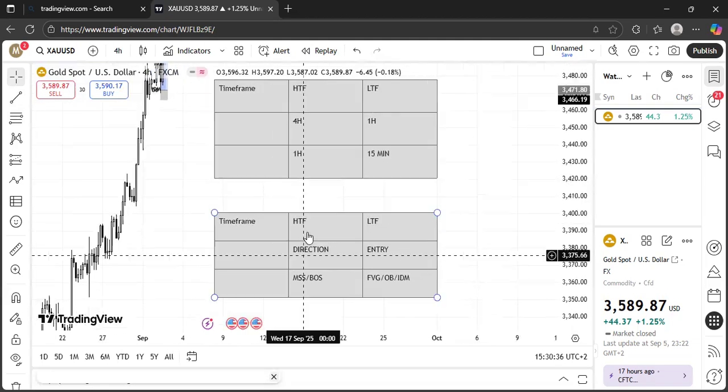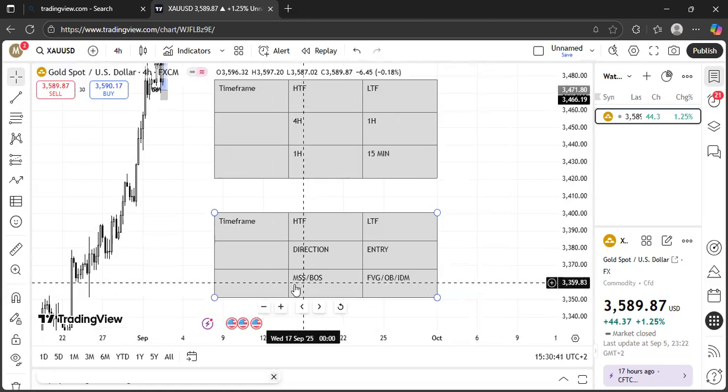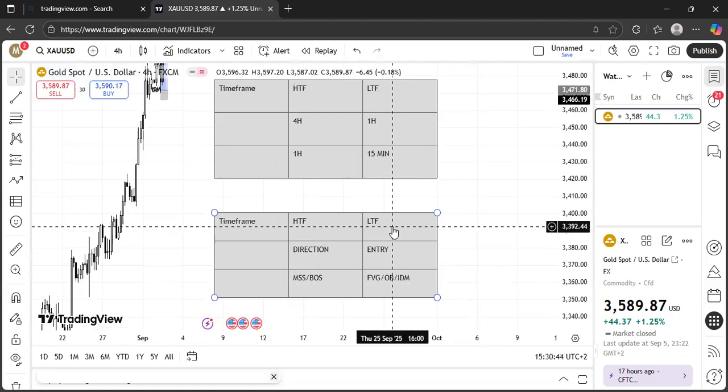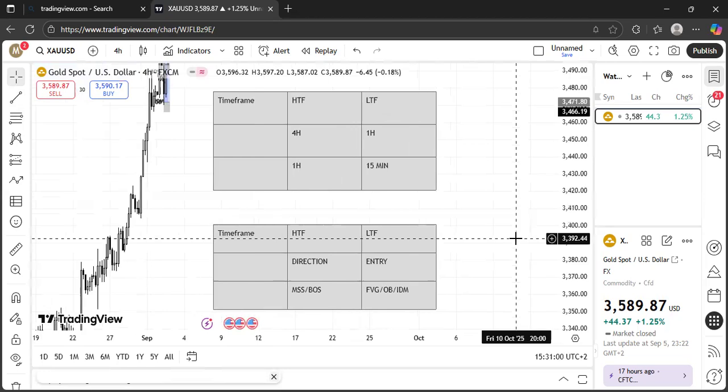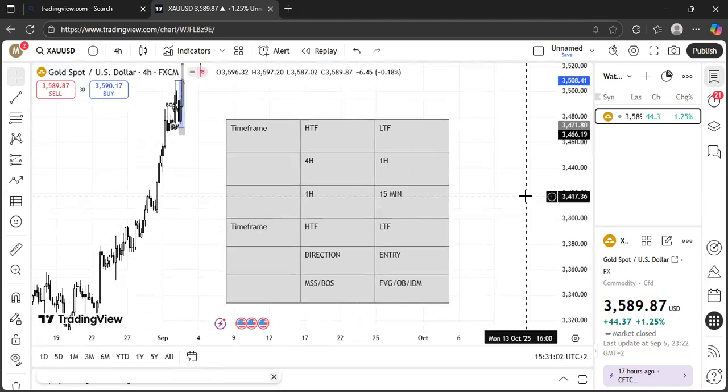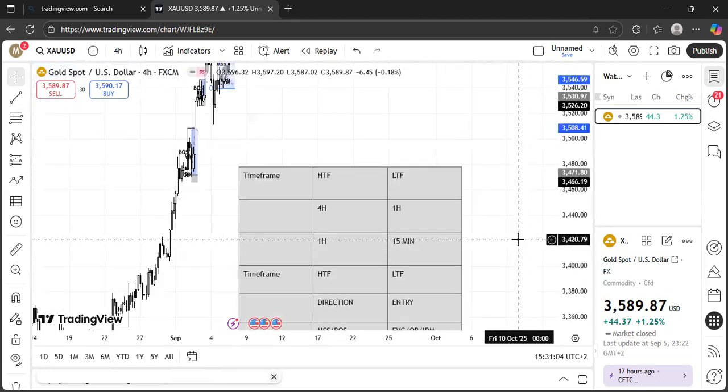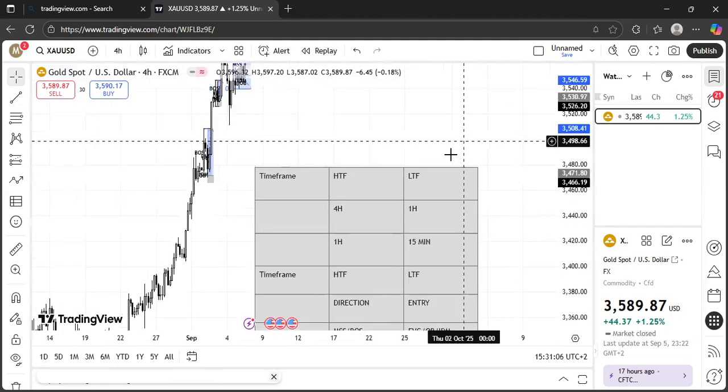On the higher time frame you look for direction, which is determined by the market structure shift and the break of structure. Then on the lower time frame, you are going to look for an entry, which is determined by your fair value gap and order block. And let's not forget the inducement. It's very important. Where there's an inducement, there's bound to be a good trade, literally.